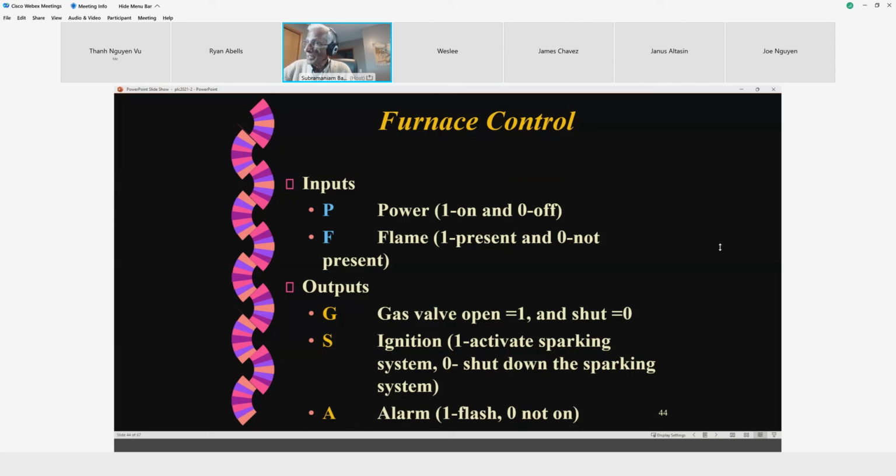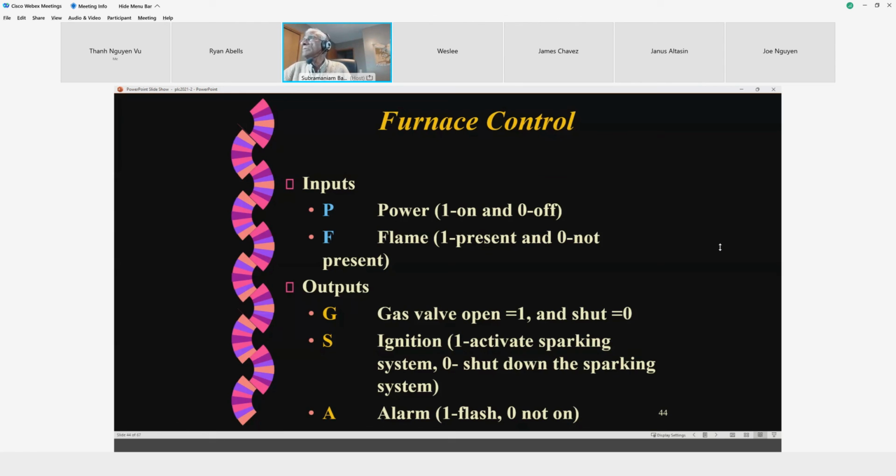Then there is a flame. That means there is a flame sensor looking at whether the flame is coming or is sustained. 1 when it is present, 0 not present. So I'm going to take the minimum, P and F, as inputs. And then we have the outputs.